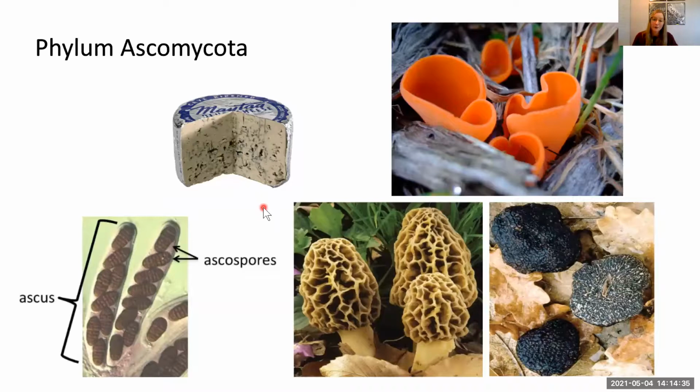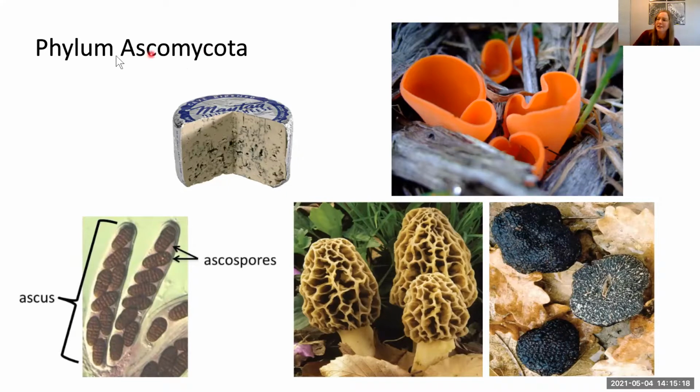Our fourth group out of five is ascomycota. This is the group that has all sorts of good stuff to eat. So if you like blue cheese, the blue in the blue cheese is all fungus. If you look at it in a microscope, it's actually as much fungus as it is cheese. I love blue cheese. This is also the group that gives us morels. Morels are a spring mushroom. They are wonderfully edible. People love collecting them and eating them. It also is the group that gives us truffles, the most expensive foodstuff on Earth. People will pay a ton of money for truffles.